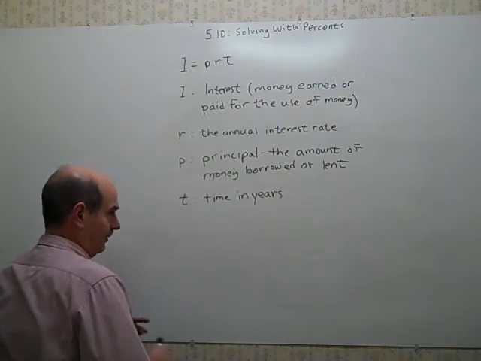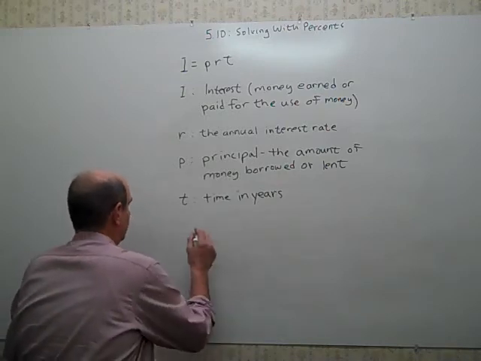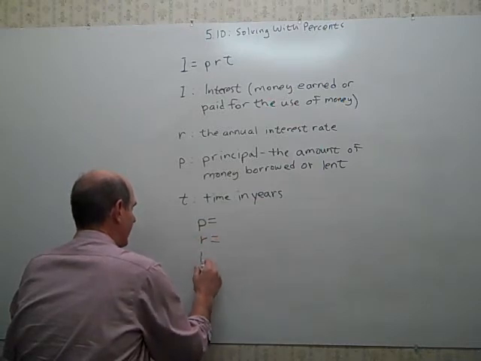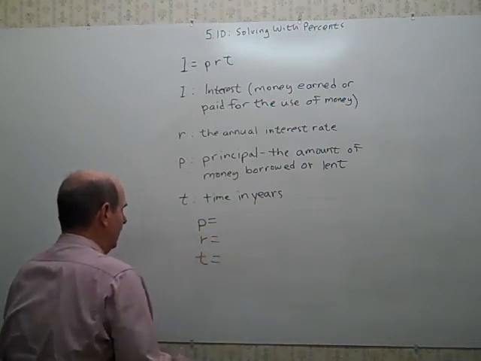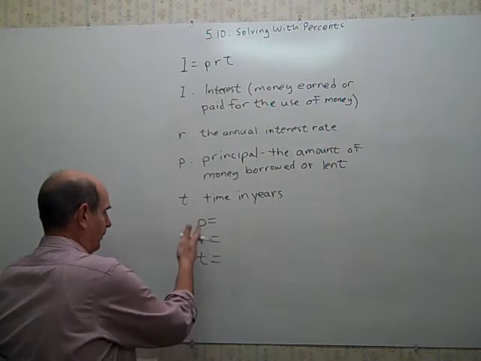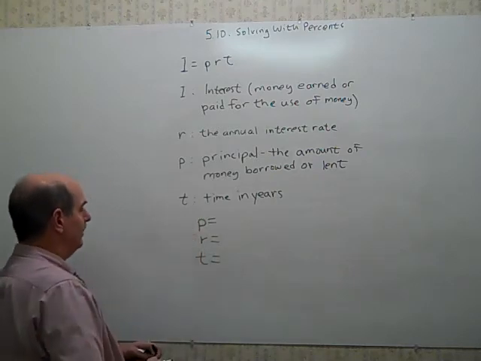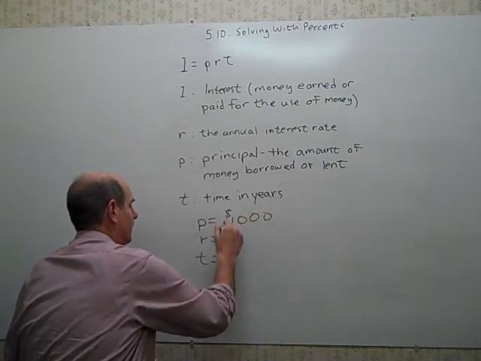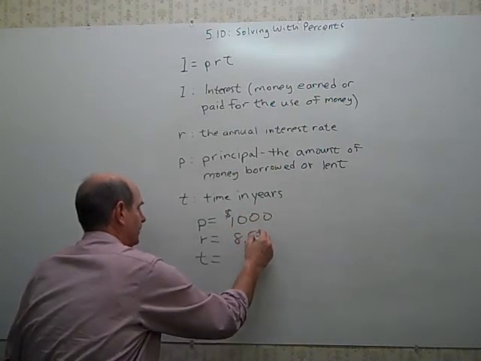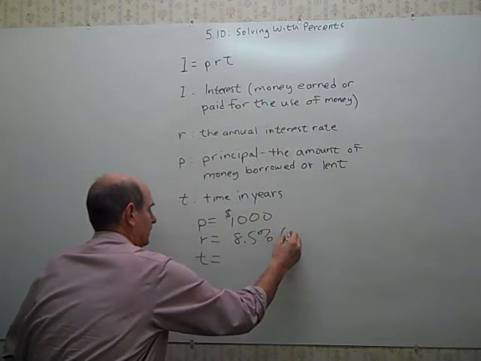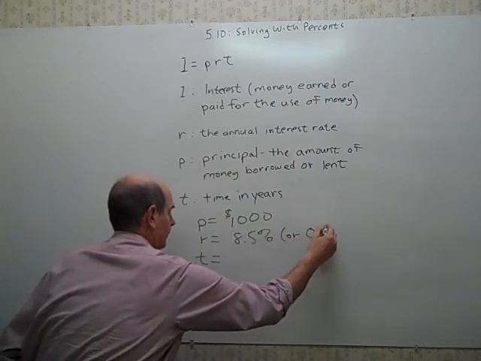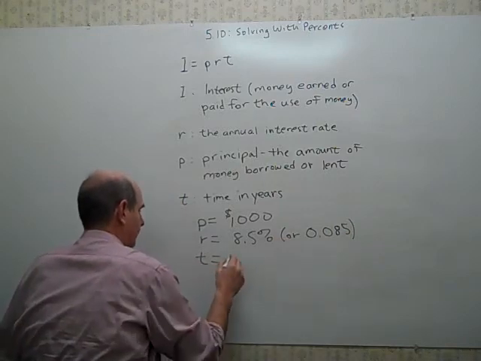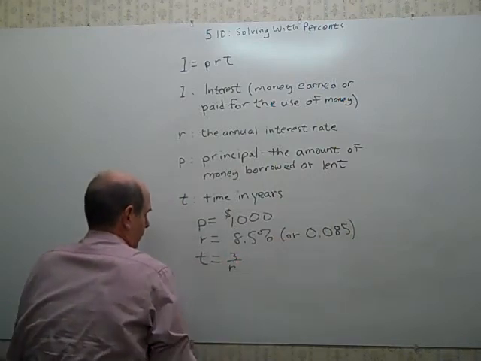So this is exactly what you should do. You should say the principal, and fill that in, the rate, and T. What time is it? And then you'll know that her interest is going to equal these 3 numbers multiplied together. So the principal is $1,000. That's how much she invested. Her rate was 8.5%, or 0.085 as a decimal number. And the time is 3 months.